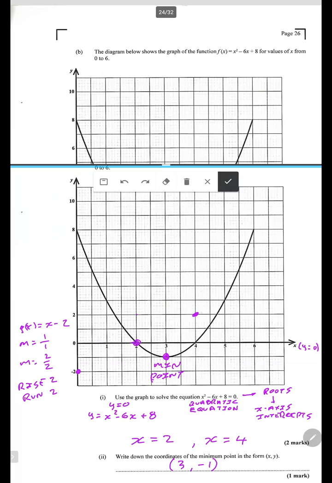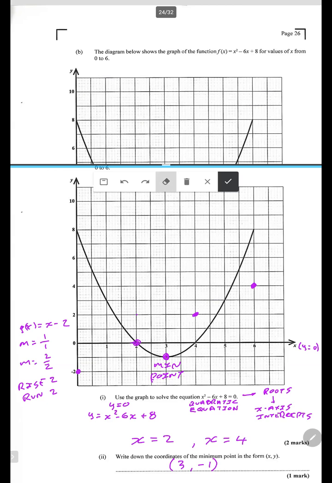And then you can rise 2 again. Rise 2, you come up to 4 here. And then you run 2. When you run 2 more, you come over to 6. 4 to 6. So that's a point on the line again. So all those points are on the line, just using rise and run.